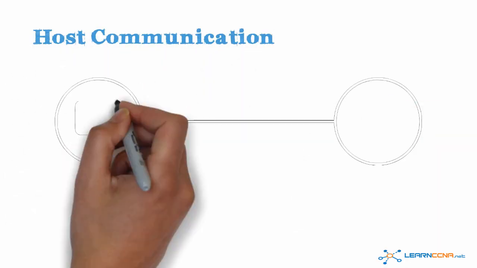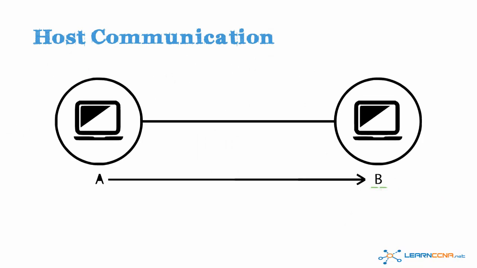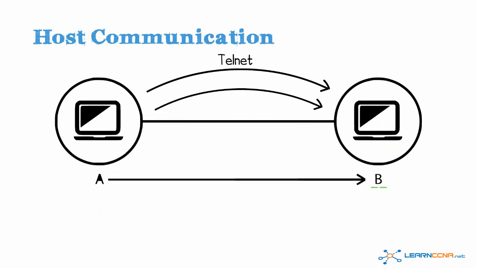Another important concept to understand is that when host B receives traffic, it needs some way of differentiating protocols used at the higher layers of the OSI model. So as an example, host A may be sending telnet traffic to host B, and at the same time may be sending TFTP traffic to host B. How does host B know which of these applications the traffic belongs to?